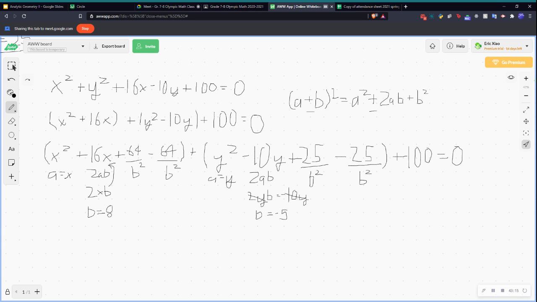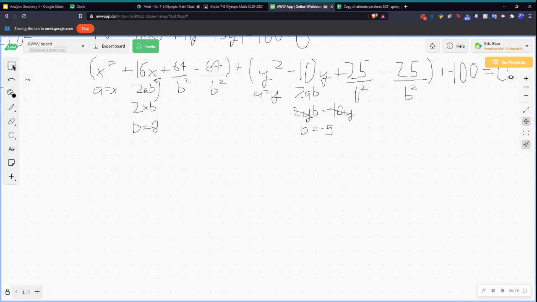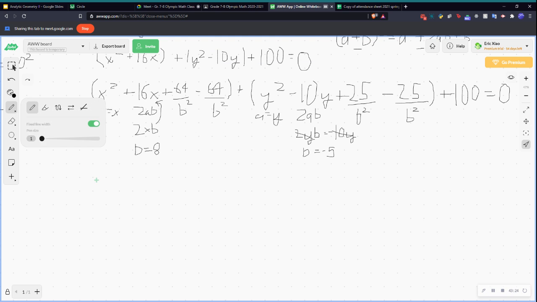All right. So now let's actually complete the square. Let's convert the perfect squares into brackets. For the first one, we have x plus 8 squared. So remember, it's a plus b, sorry, a plus b squared. And then for the y, we have y minus 5 squared. And we also take these numbers out, so minus 64, minus 25. We take those out of the brackets, and we also have a plus 100 at the end.